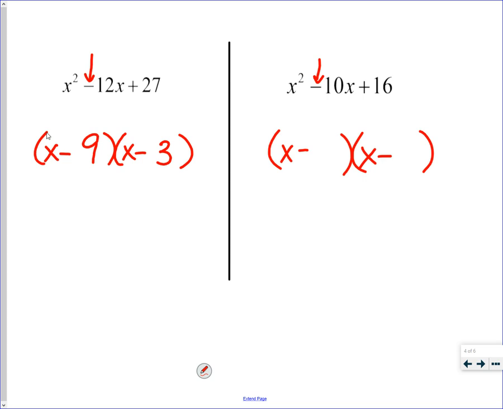I need numbers that multiply to be 16. This time I've got a few more options. Numbers that multiply to be 16 and add to be 10. Now, again, if you want to make a list, 16 could be 1 times 16, 2 times 8, and 4 times 4. Which of those pairs would give me 10 when I add them? It's right there.